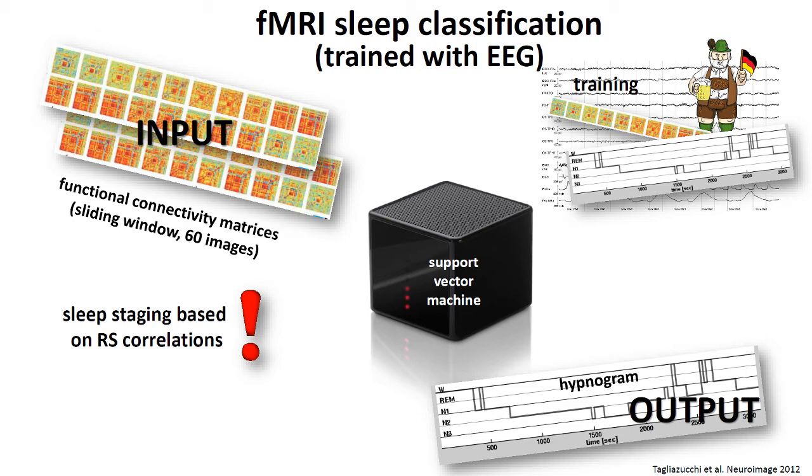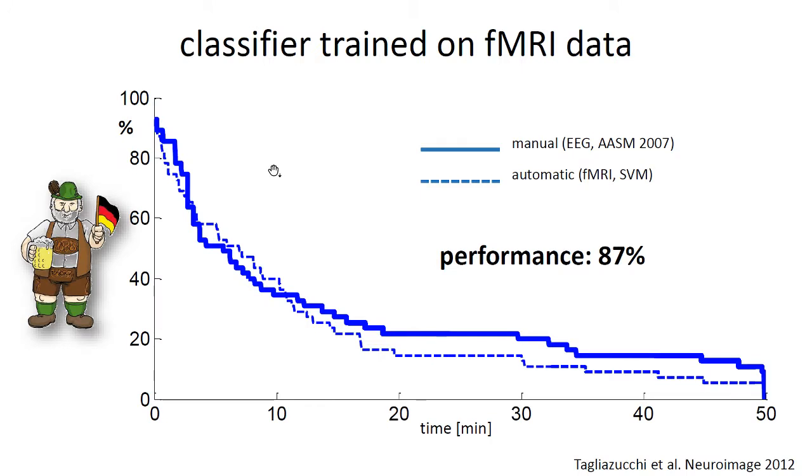So the question we ask is, how can we find out if a person is falling asleep inside the scanner without needing to solve the technical issues of combined EEG and fMRI? So what we did is we took connectivity between parts of the brain. We trained a supervised machine learning algorithm with data that was labeled as different stages of sleep. And we basically trained the computer to build hypnograms based only on fMRI data. So this has a nice high performance.